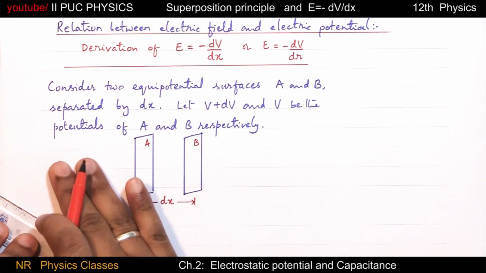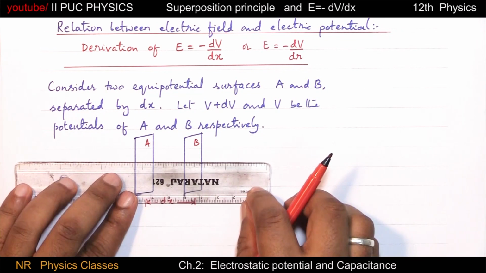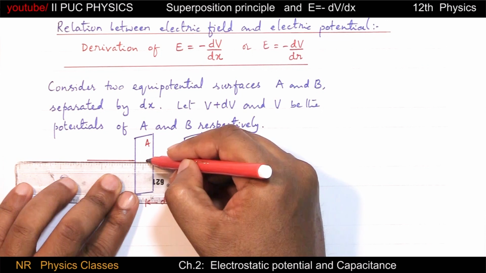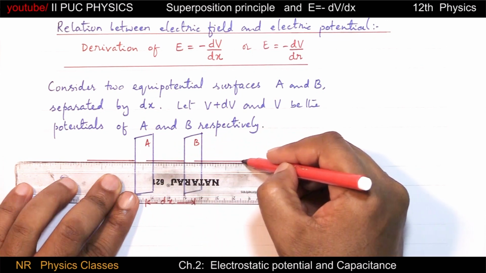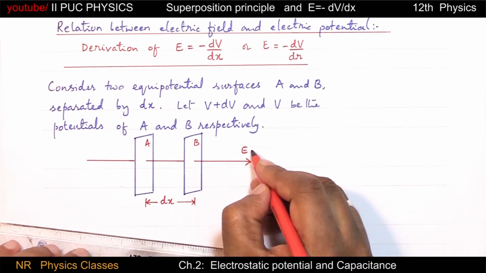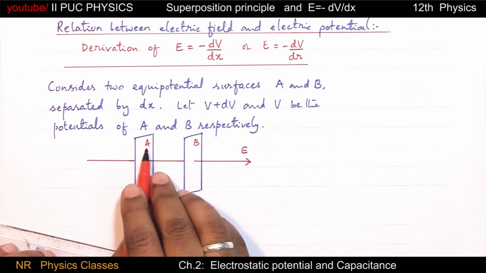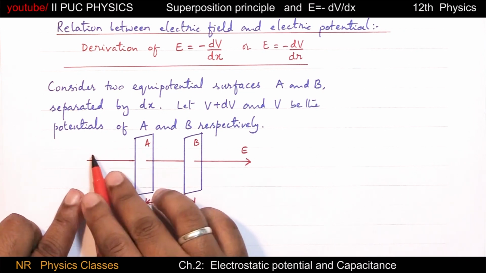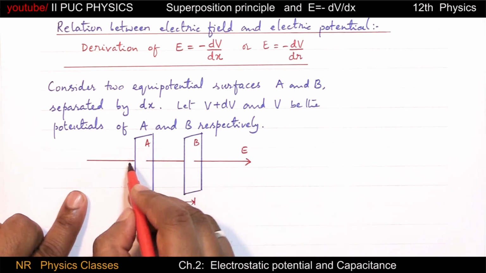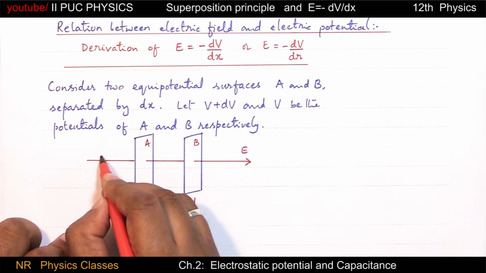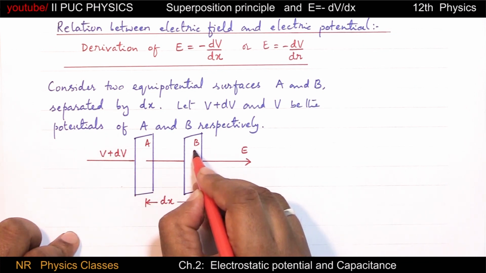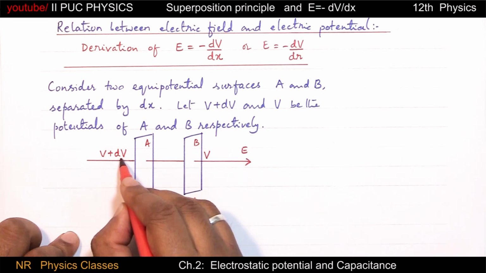Because of some charge here, this is the direction of the electric field. Electric field is always perpendicular to the equipotential surface. So this equipotential surface A is closer to the charge, therefore its potential is more than B. That is why we are taking the potential of A as V plus dV and the potential of B less than this by dV.